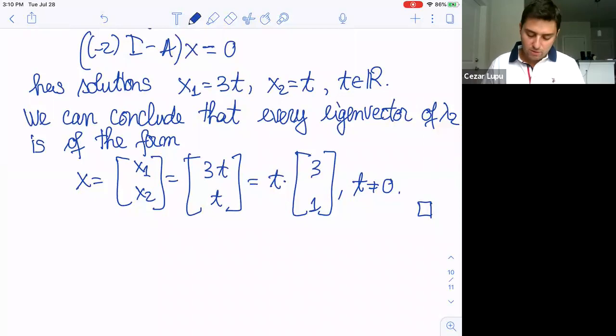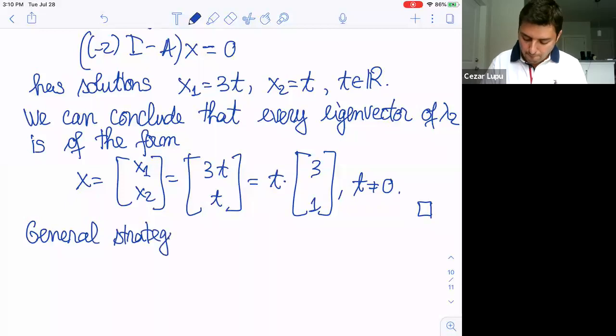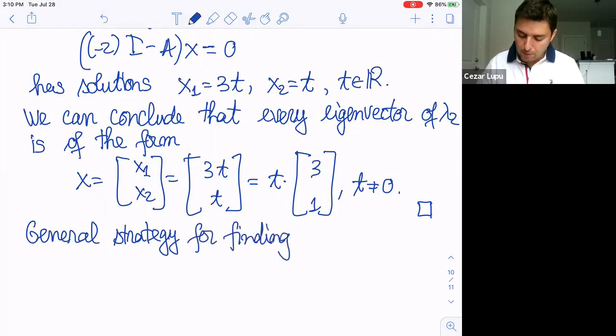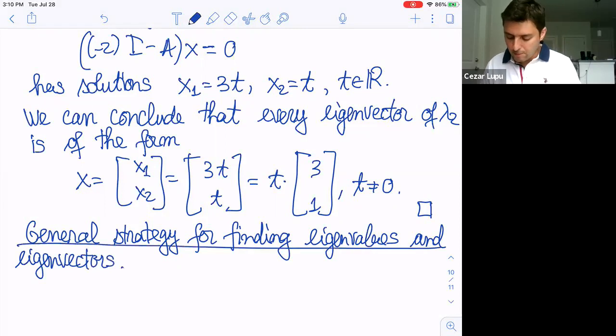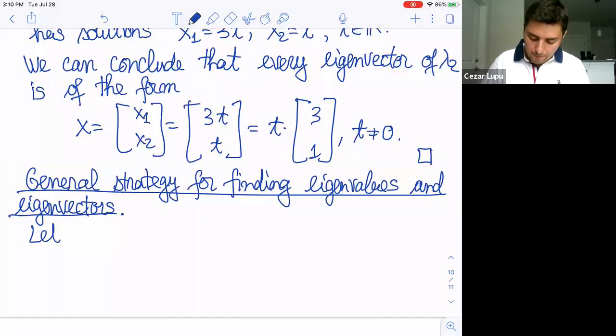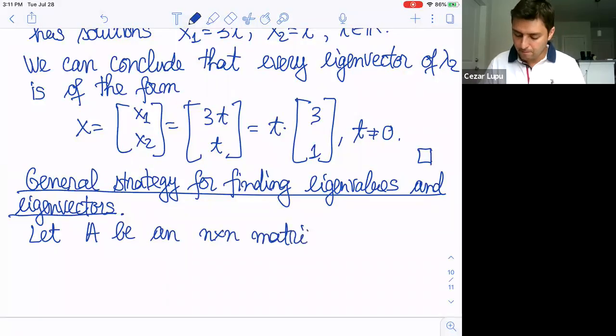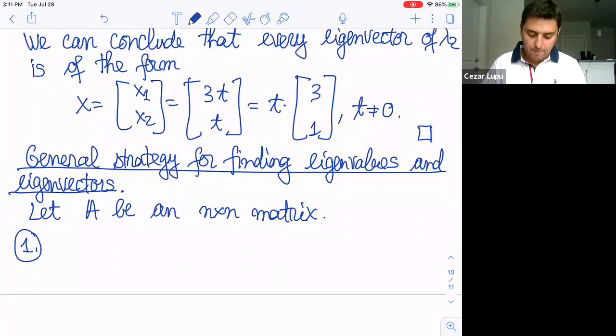All right, so the general strategy for finding eigenvalues and eigenvectors. So let A be an n by n matrix, and now the first step will be the following. Let me write it like this.